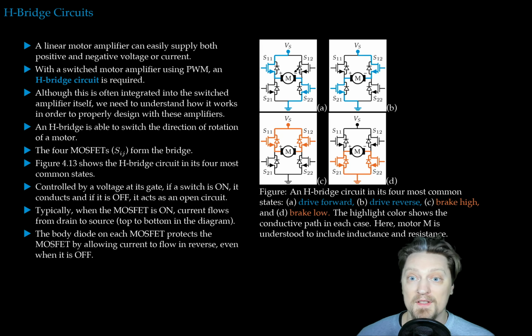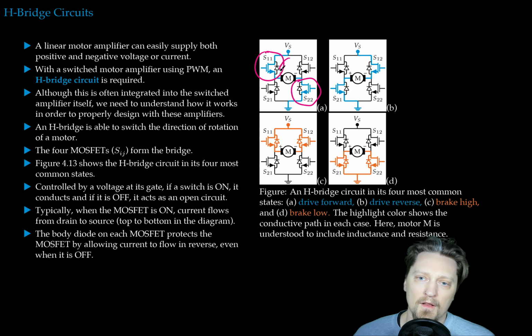So what we have here are four different states of the same H-bridge configuration, and we have different switches turned on and off at different states. In the first one, in A, we're in what we would call the drive forward state, which is switch 1-1 is on and switch 2-2 is on, meaning conducting. So these MOSFETs are turned on, so current will be flowing through them. The other two are switched off. So VS will drive a current this way through the motor.